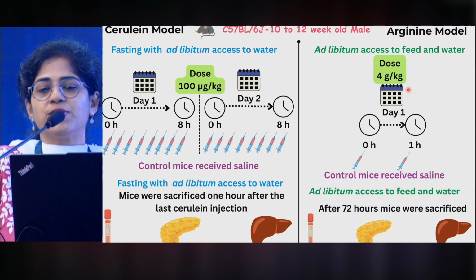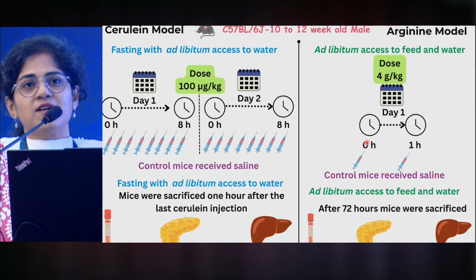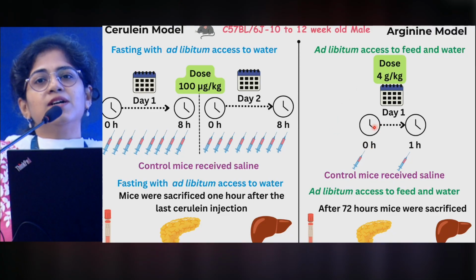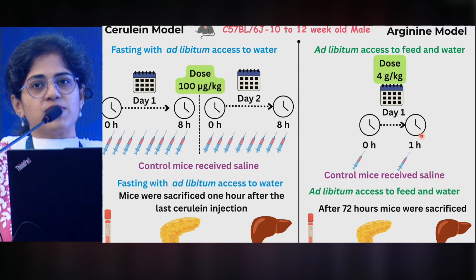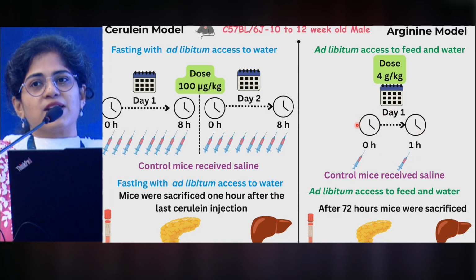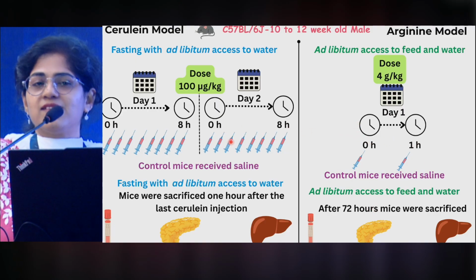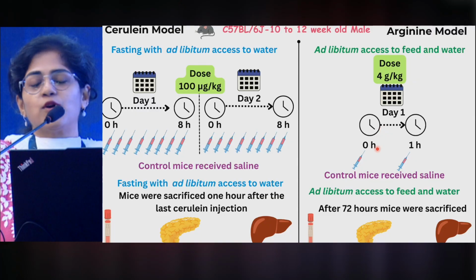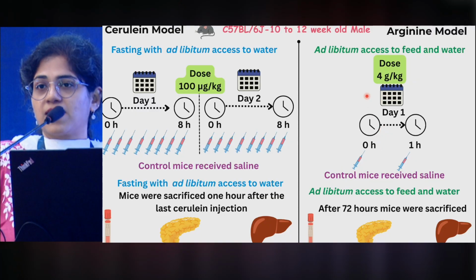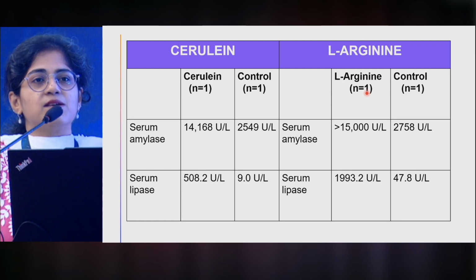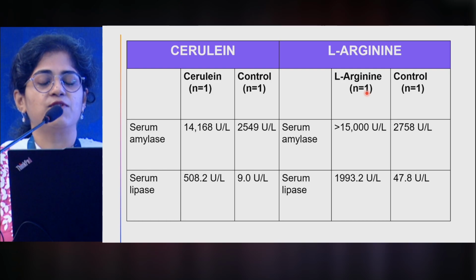So what we should do is, on day 1 of the experiment, we give the injection at 0 hour, and after 1 hour of the first injection, we give the second dose. For 72 hours the mice were kept for observation, and after 72 hours, the mice were sacrificed. So unlike the cerulein model, in the arginine model, the mice were allowed to have free access to feed and water. So let's look at some of the enzyme activity that we measured in the lab.